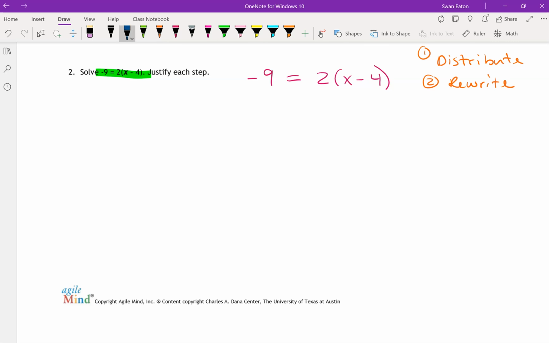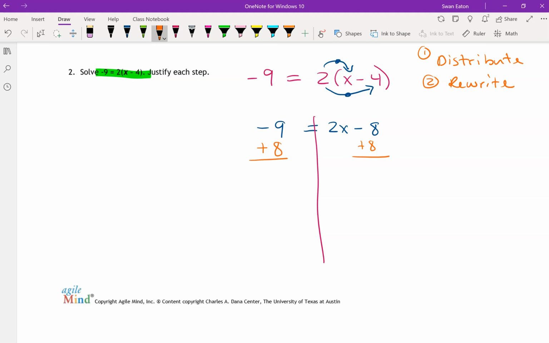So let's do that. We do this to show that we are multiplying. So 2 times x is 2x, and 2 times 4, got to bring down that minus sign, 2 times 4 is 8. So here I just rewrote this. And now if I draw my balance line, it's just like every other problem that I've done. Plus 8, plus 8. This will cancel out, leaving me with this.